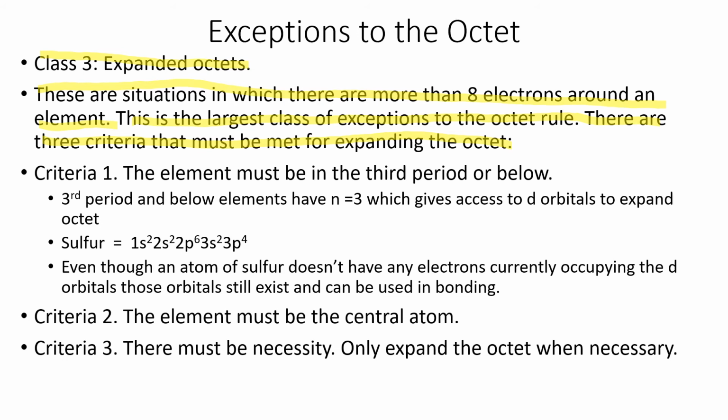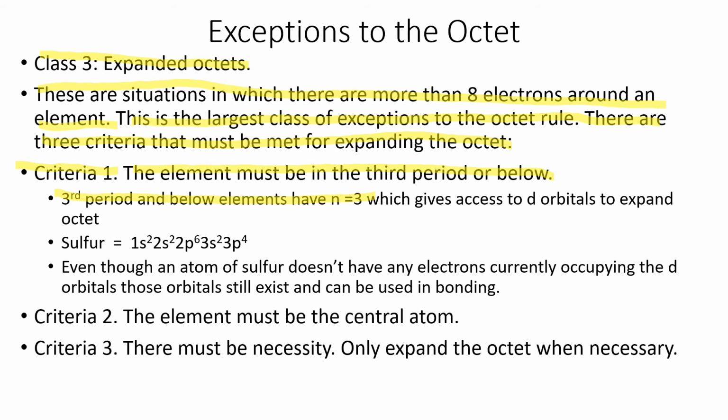So there are 3 criteria that have to be followed in order to expand the octet, and we'll see this with some examples. The first criteria is the element must be in the 3rd period or below. Remember, our periods are our horizontal rows. So the element has to be in the 3rd period or below. 3rd period, 4th period, 5th period, 6th period. And that's because 3rd period and below elements have an n value of at least 3.